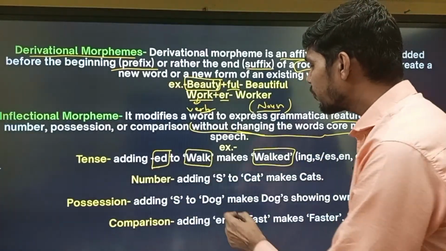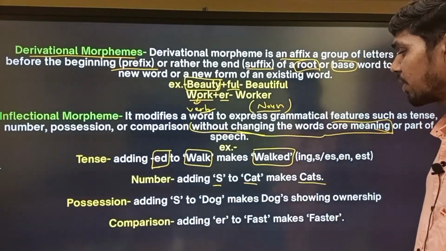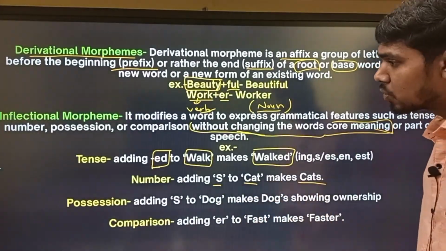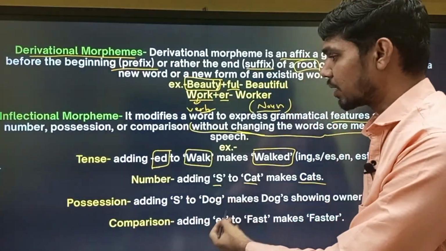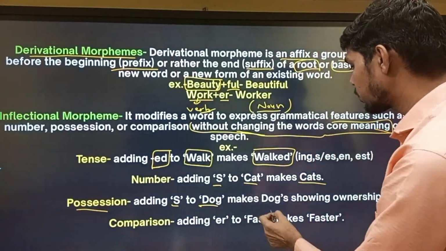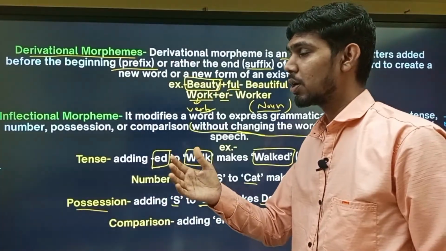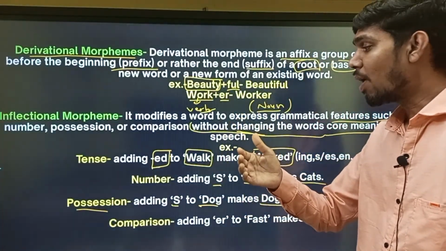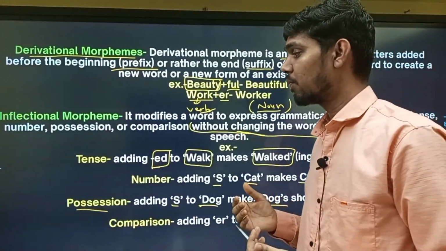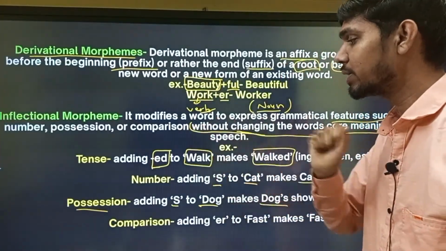And for number, if we add s to cat, it becomes cats. But cat is cat, right? And cats are also cat. So the meaning cannot change here. And for possession, we add an apostrophe s to dog, then it becomes dog's, showing ownership. If you say it's my phone, it means I'm saying it like an owner, right? It is called possession. I'm owning something.